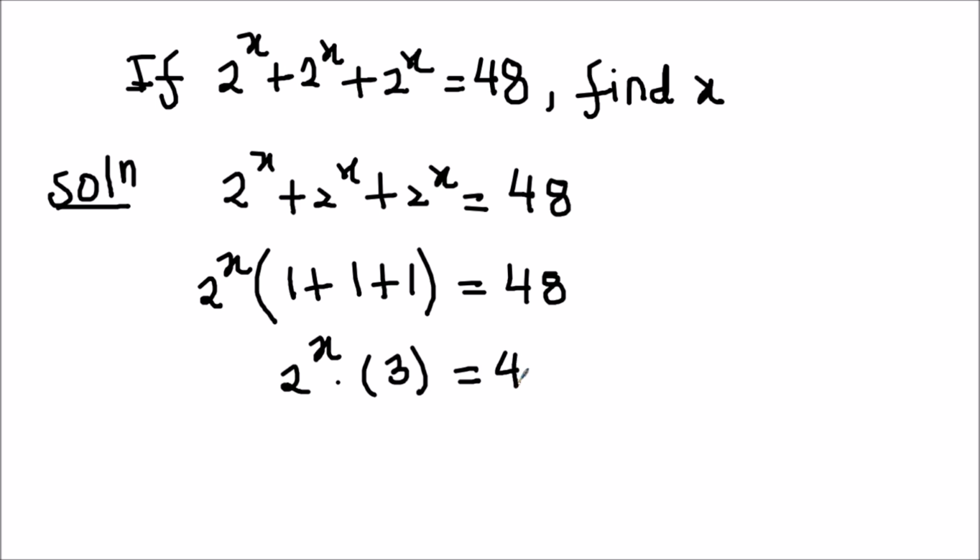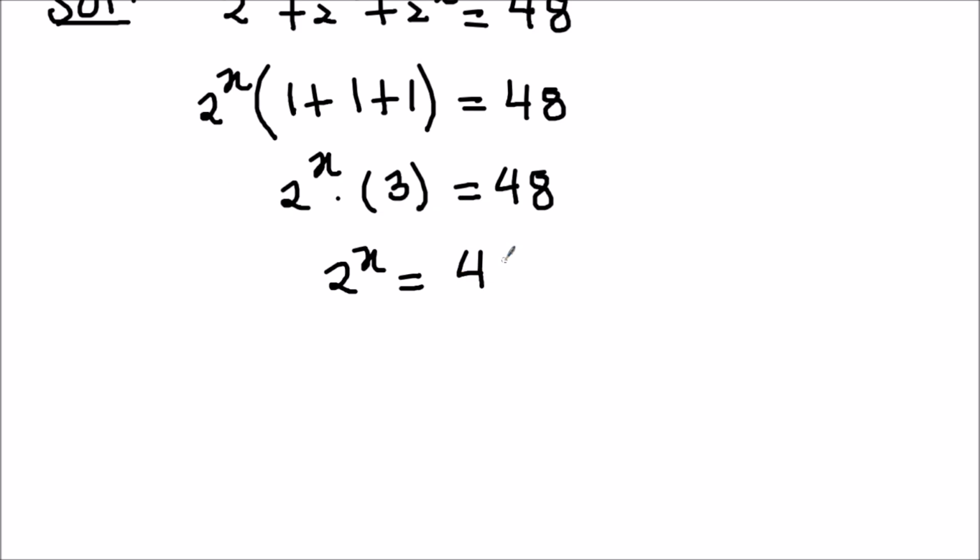3 equals 48. Or 2 raised to power x equals 48 divided by 3, dividing by 3 on both sides. So this is going to be 2 raised to power x equals 48 divided by 3. 3 times 1 is 3, 1 is remainder, this becomes 18. 3 times 6 is 18. 2 raised to power x equals 16.